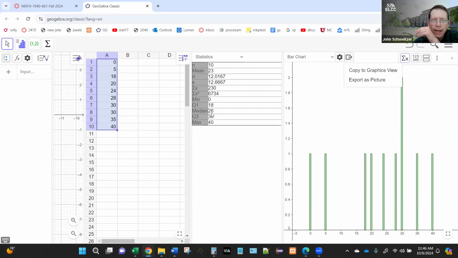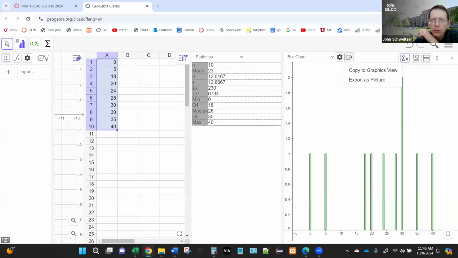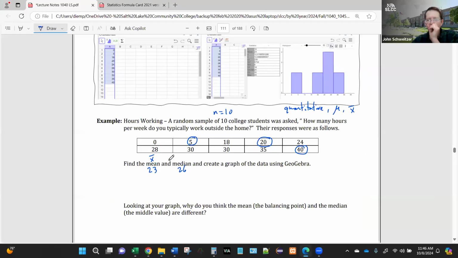It calculates the mean and the median very quickly for us. Okay, so they're right there, mean and median. So the mean is 23 and the median is 26. Okay, so the mean in this case is x bar because it's a sample, and that value is 23. The median is 26, right? Or did I do that backwards? No, that's right. Okay, all right.